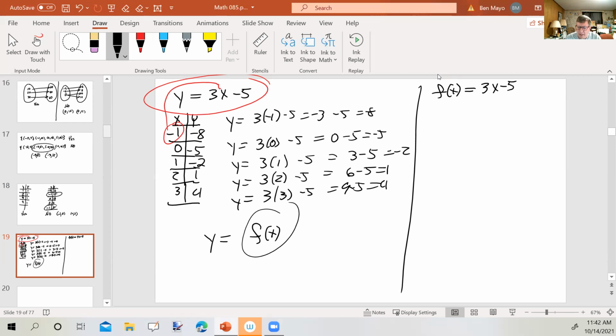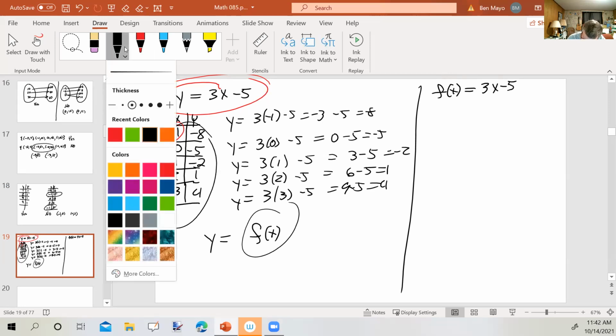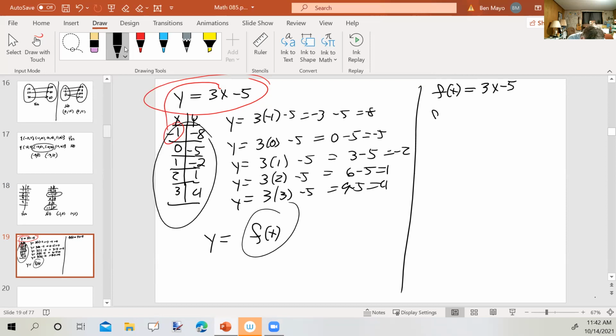Now, how do we find ordered pairs using function notation? Well, comparing with this over here, we would say f of negative 1 equals. And how would we find that? The same way we did over here. We'd put negative 1 in the place of x, so we'd have 3 times negative 1 minus 5, which is negative 8. So we would say f of negative 1 equals negative 8.